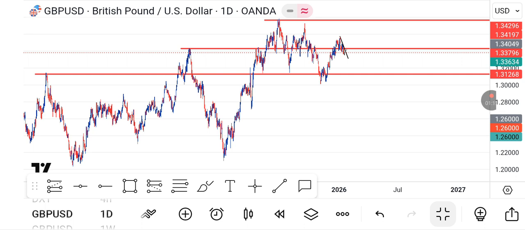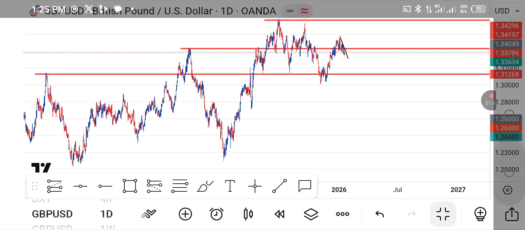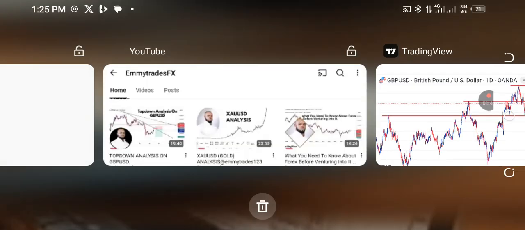So this is pounds USD. I did an analysis on it and showed you guys that this is where I'll be waiting to go in for a sell on this particular pair. Let me go to my YouTube channel now and show you, so that we'll be in line.